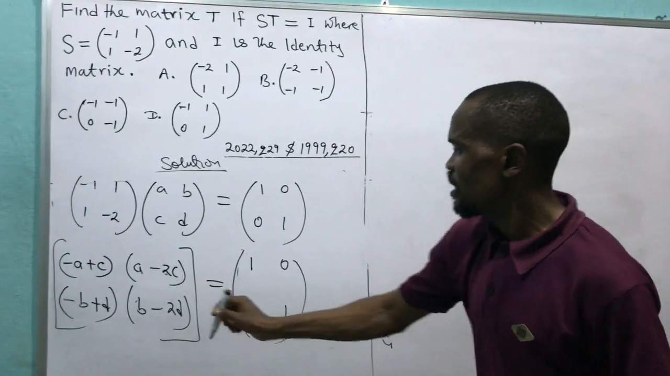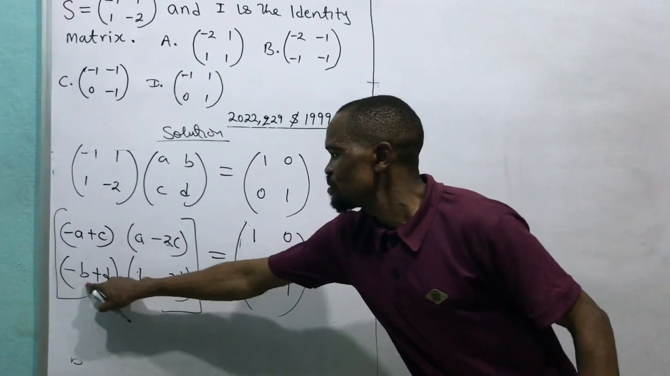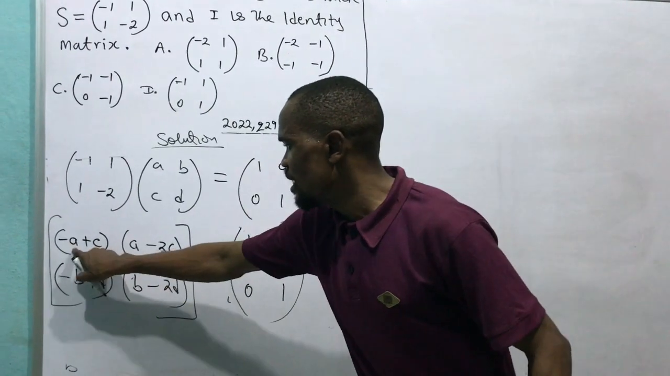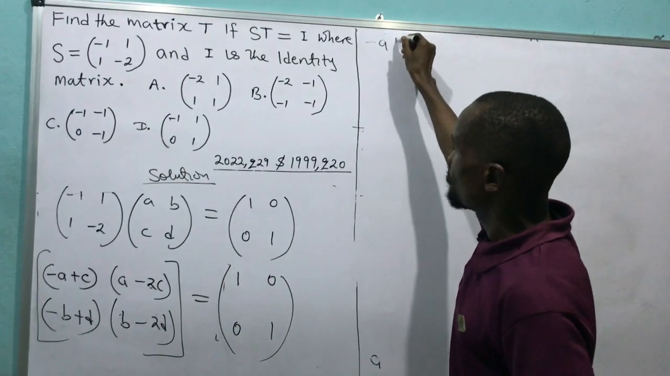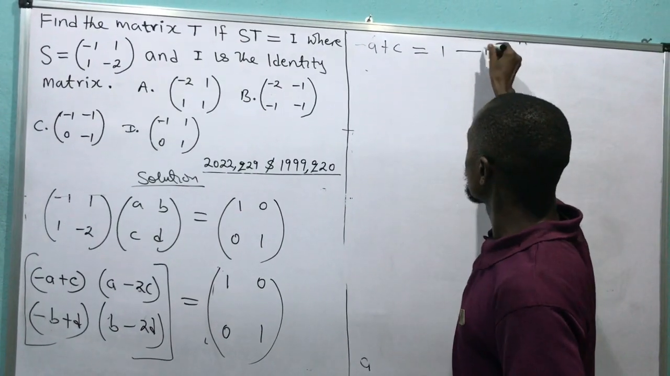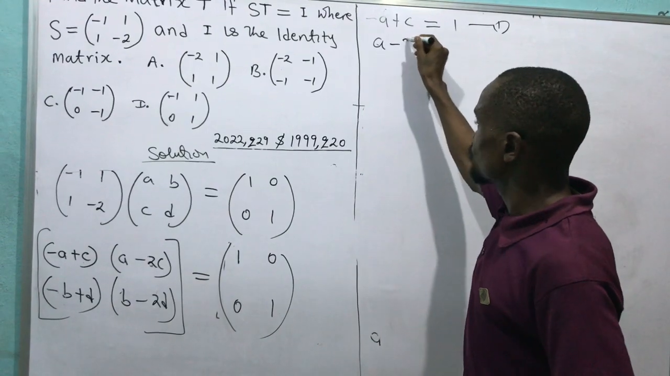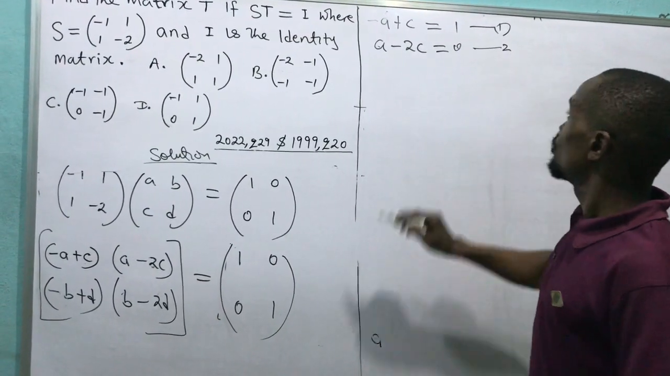And what does it mean? That this one is equal to this, this one is equal to this, and this one is equal to this. Looking at it, this is A, B, A, C. I will now say minus A plus C is equal to 1, that is my equation 1. And A minus 2C is equal to 0, and that's my equation 2. Do you get what I'm saying now?